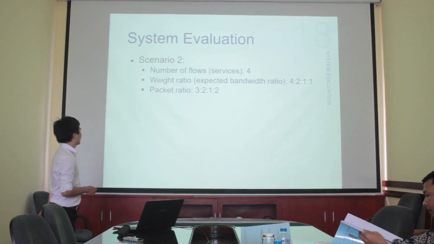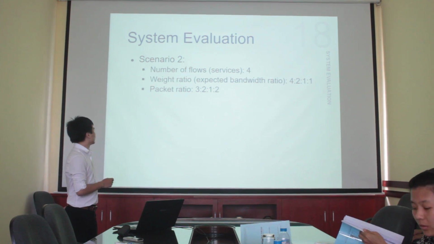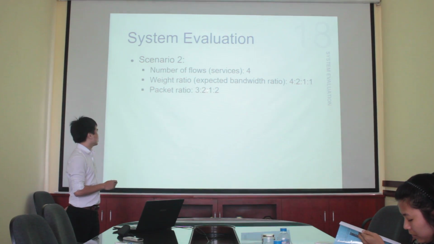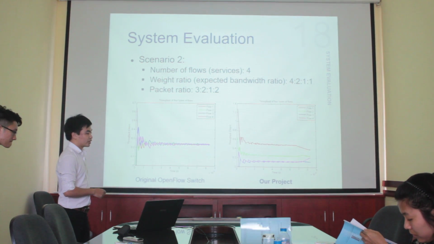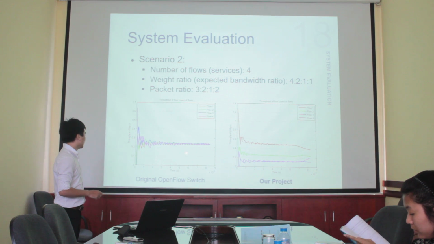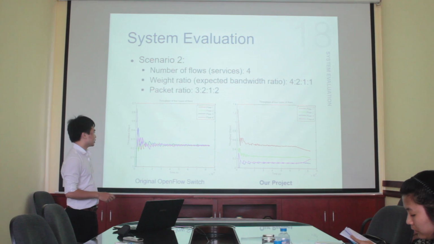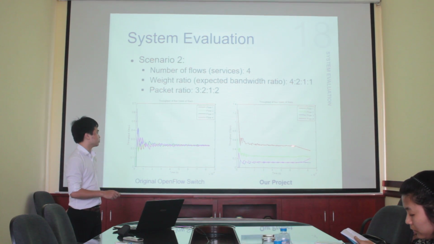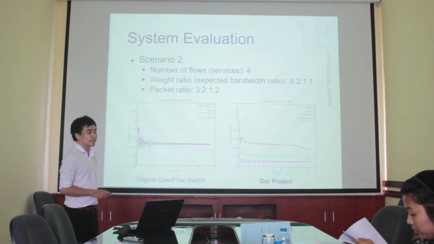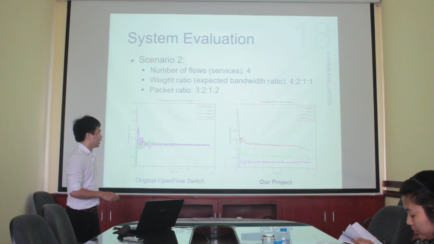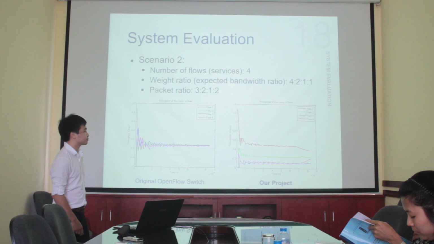In the second scenario, the number of flows is 4 and the weight ratio is 4 to 3 to 1 to 1. The result is similar to test 1. With the original Squid, the bandwidth is almost identical for the 4 flows, but with the algorithm, the largest amount of bandwidth is allocated to flow 1 and the second largest amount of bandwidth is allocated to flow 2. In addition, flow 3 and flow 4 have the same bandwidth because their weights are equal.